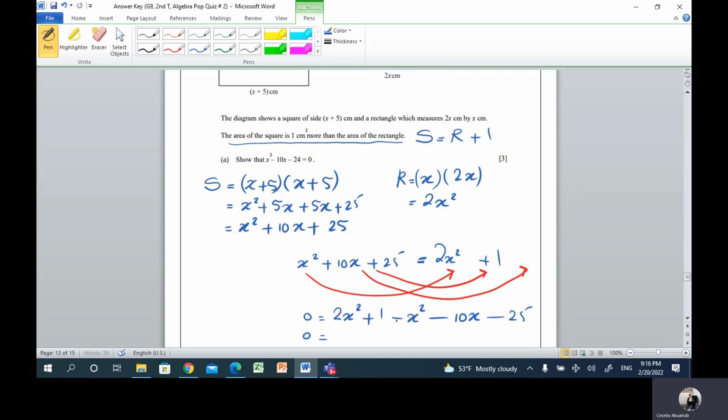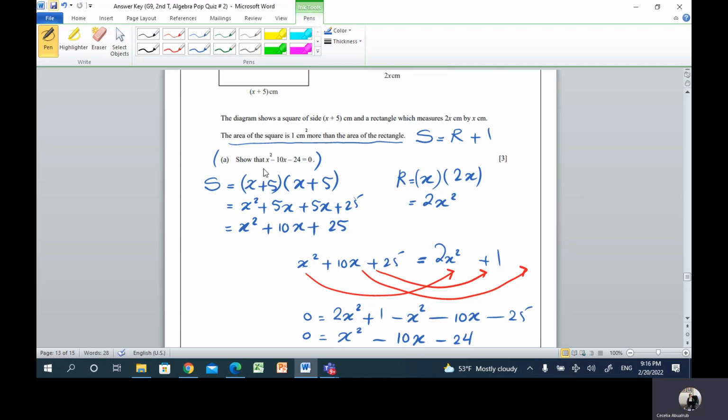2x squared minus x squared, which means 2 minus 1. We subtract the coefficients, so it will be x squared, plus 1 minus 25, which will be minus 24. And the middle term is minus 10x. So we wrote it as ax squared plus bx plus c, and it is matching what is needed to be shown in the question.